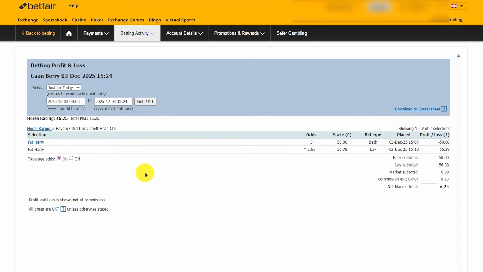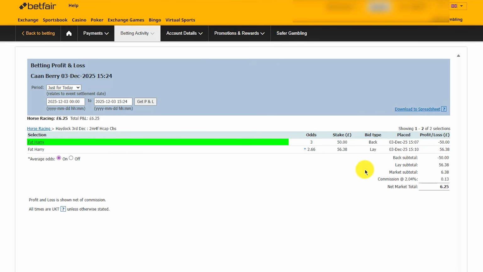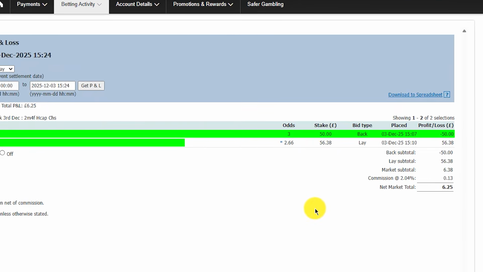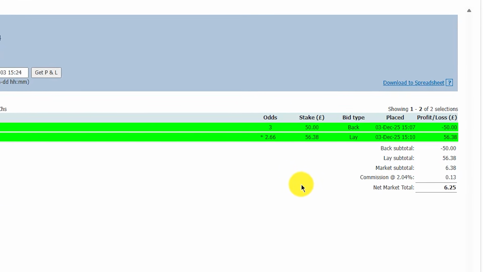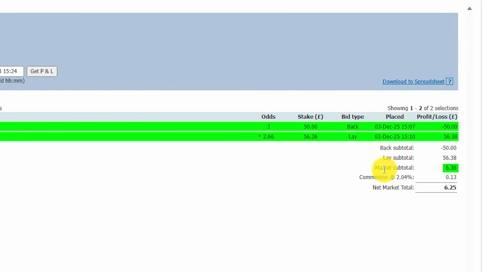Here's my exchange profit and loss statement on this trade to make things clearer. I backed Fat Harry at odds of 3 for 50 quid and then laid Fat Harry at odds of 2.66 for 56.38. The net result was 6.38 in profit either way, but commission is on winnings. This means I pocketed a total of £6.25.